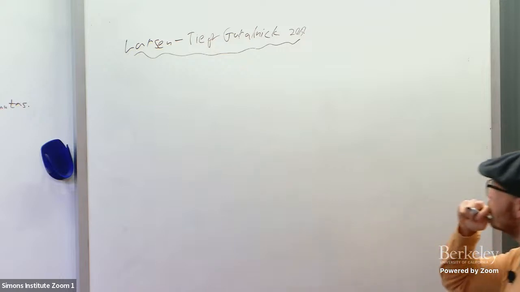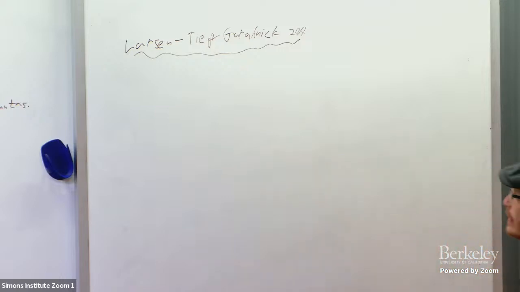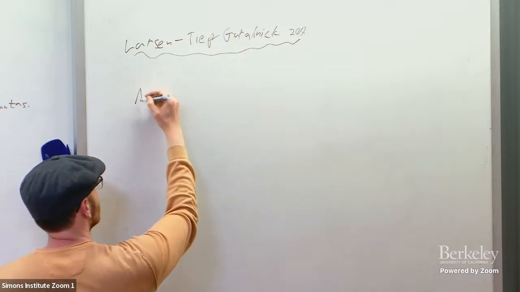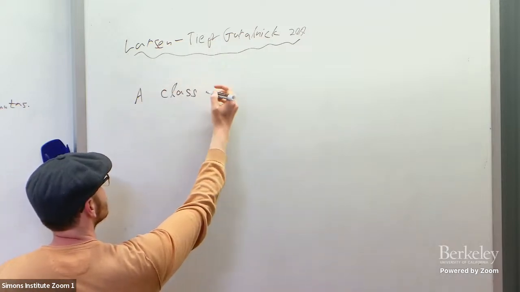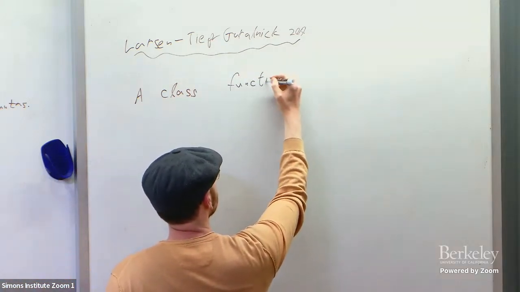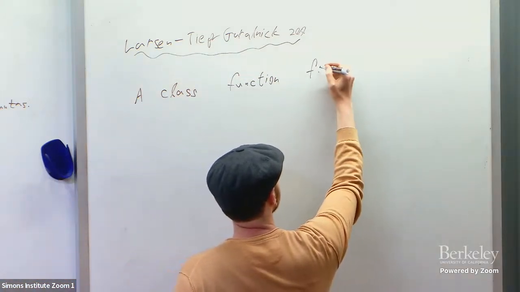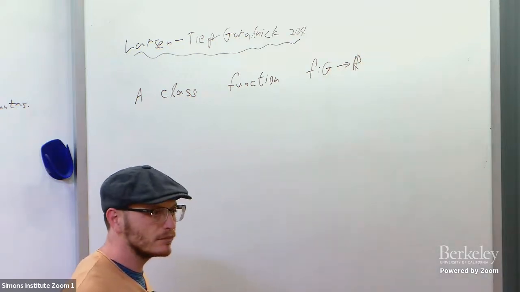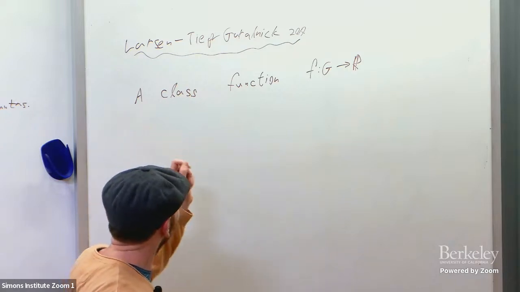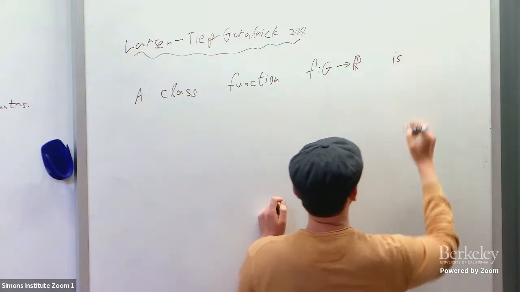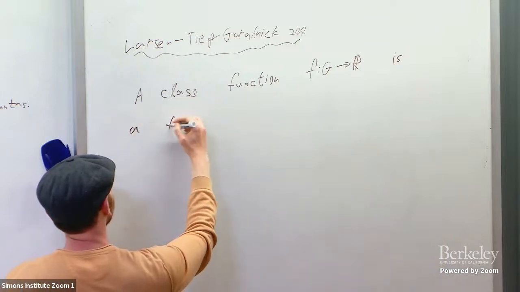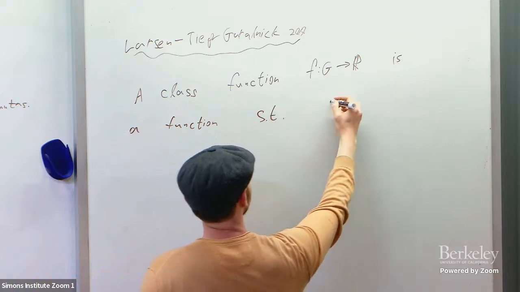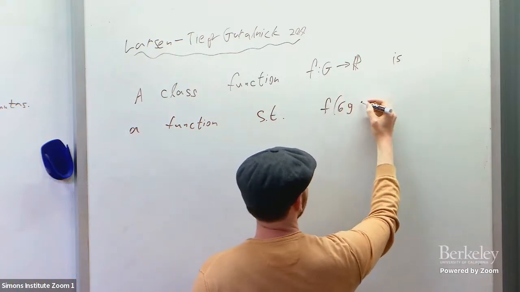Let's state roughly the result. So we have a class function on a group. Remind us what a class function is? It's a function that's constant on each conjugacy class.